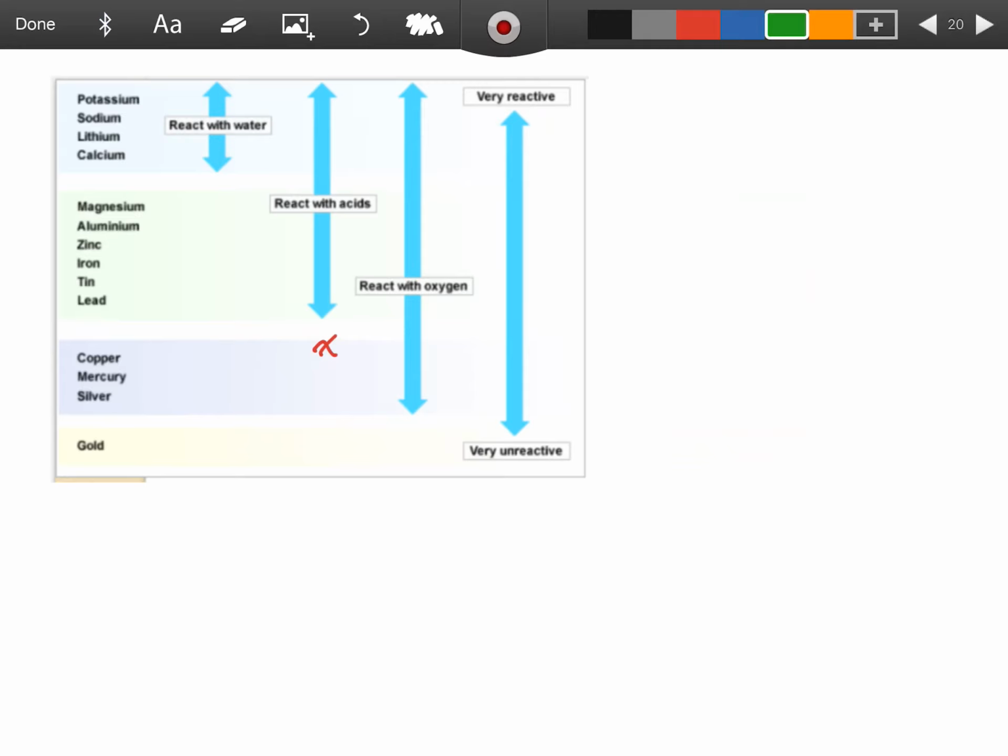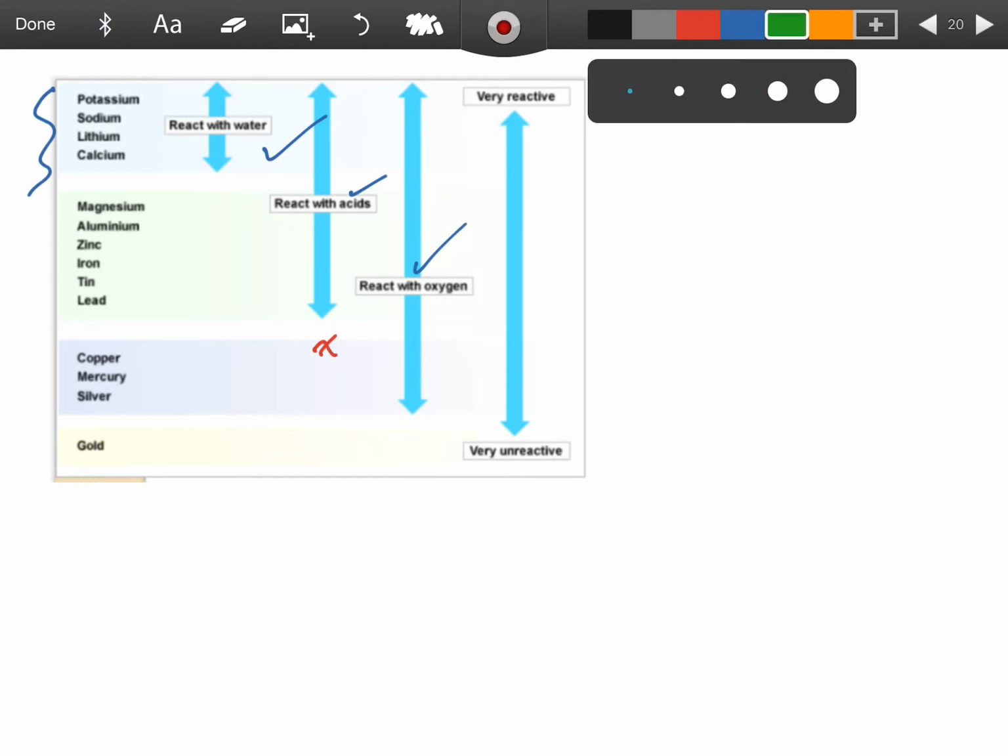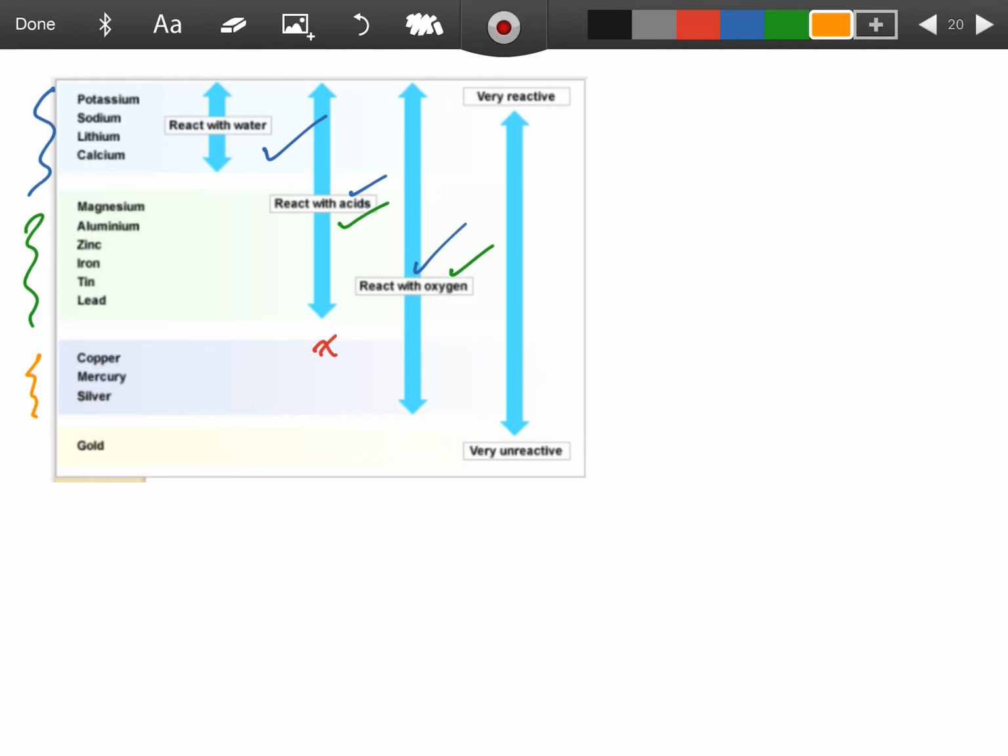Again, you need to check your reactivity series. Will it react? So, as we've said here, these guys react with them all. These guys react with acids and oxygen. These guys here react with just oxygen. Okay, good luck.